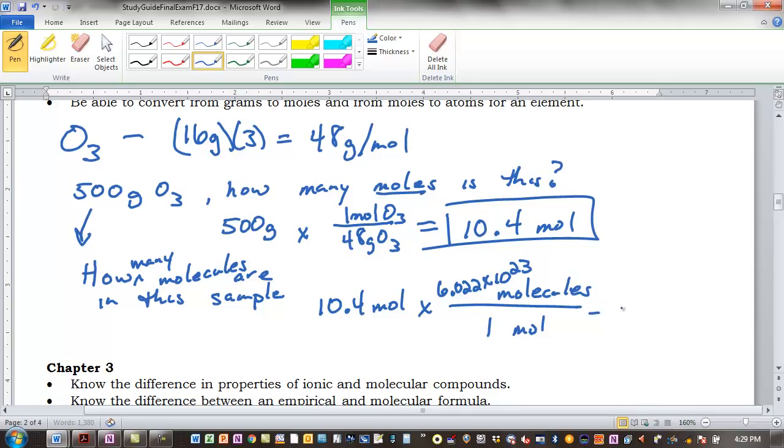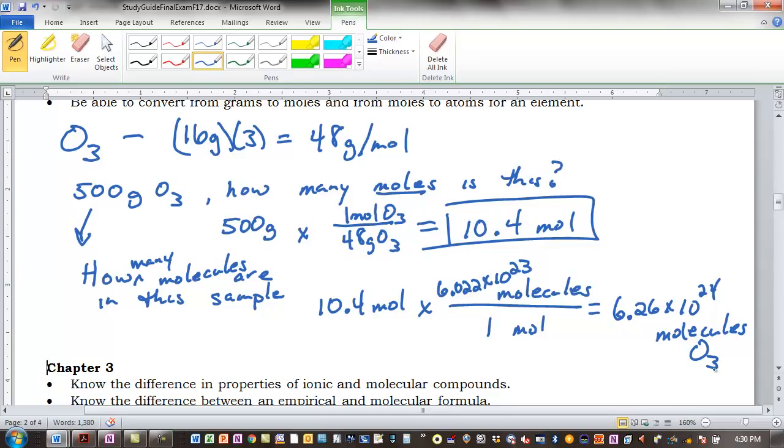And so this comes out to 6.26 times 10 to the 24th molecules of ozone. Okay? So those were two important conversion factors in Chapter 2, where we really started using dimensional analysis, using molar mass to go from grams to moles, and then using Avogadro's number to go from moles to molecules or atoms or whatever you had.